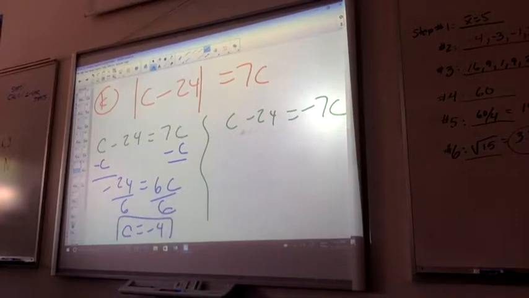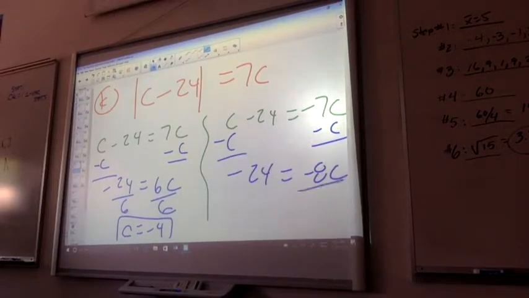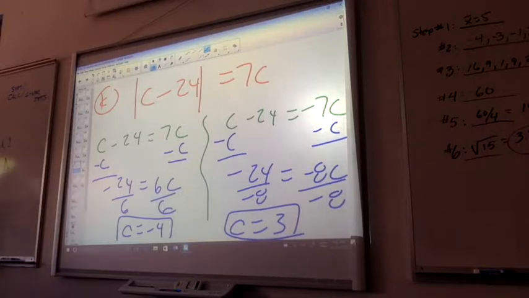And then on this one, let's subtract C. So we get to there. If I divide by negative 8, that gives me C is equal to 3. Okay. That it? Because it was negative 24 divided by 6.